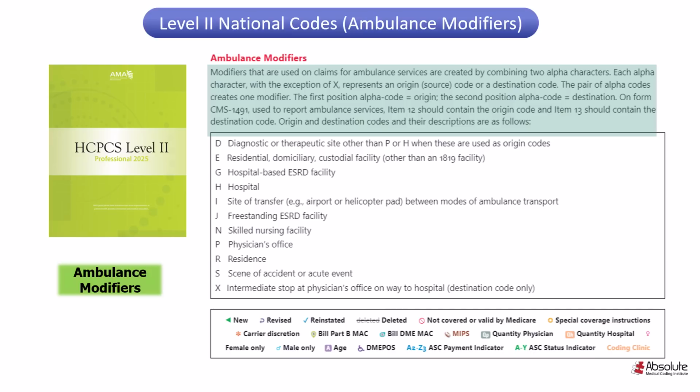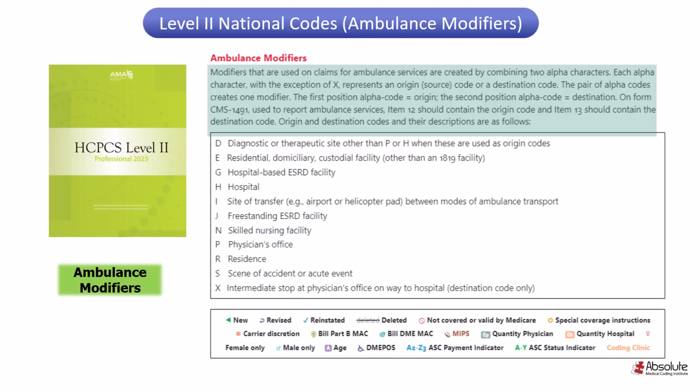J is a freestanding ESRD facility. N is a skilled nursing facility. P is the physician's office. R is residence. S is scene of accident or acute event. Or X, intermediate stop at physician's office on the way to the hospital. All right, so this is a destination code only. All right, coders, I don't expect you to remember that. But there are some key ones that you'll use more often. You'll use the H, the P, the R. Those are the most common if you ask me.